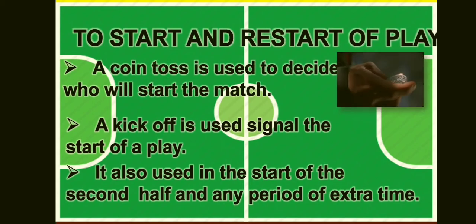To start and restart a play, a coin toss is used to decide who will start the match. A coin toss is used to decide who will start the match because it is considered to signal the start of the play, and it is also used to start the second half and the period of the extra time.